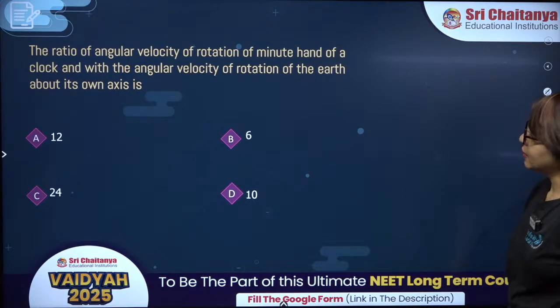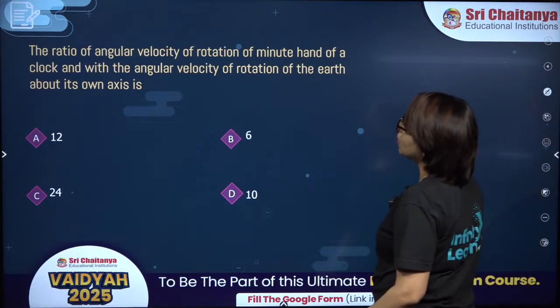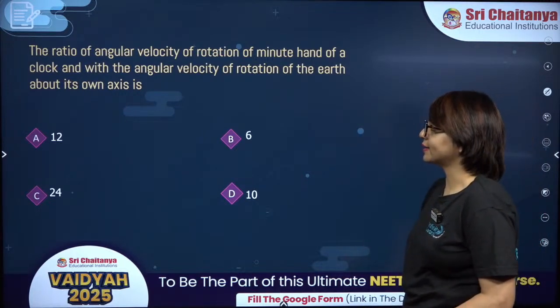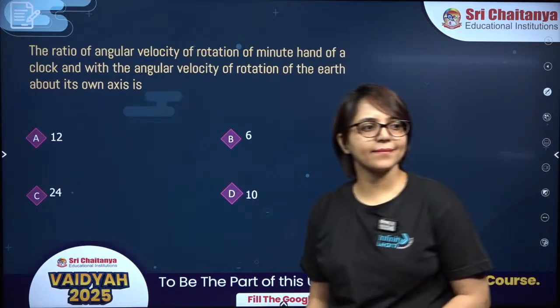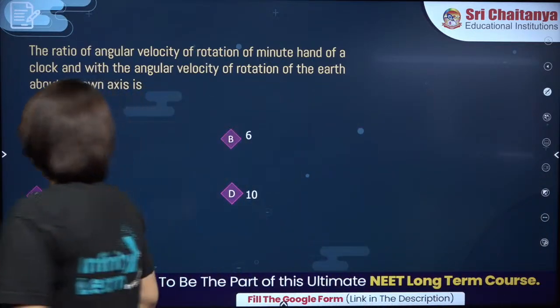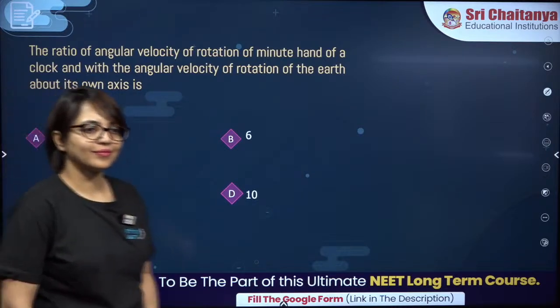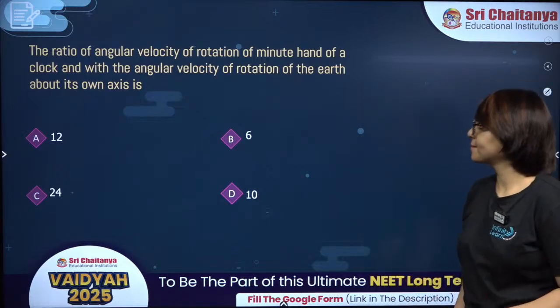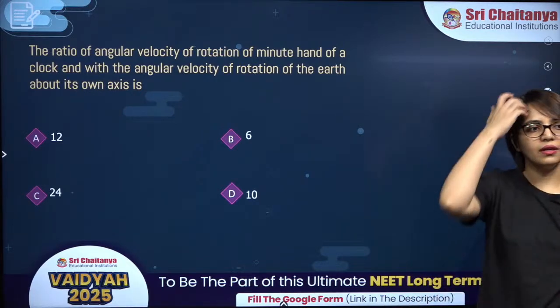Next is this one. The ratio of angular velocity of rotation of minute hand of a clock with the angular velocity of rotation of the earth about its own axis is. Try this one. Option B.